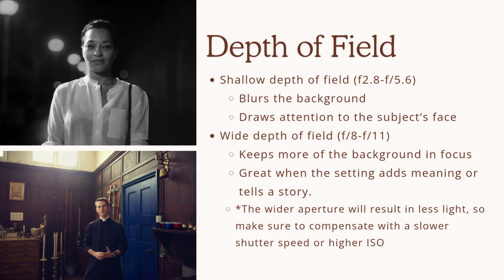But just one thing to note is that a wider aperture will result in less light. So again, the bigger the aperture number, the less light it'll create, because the opening on that aperture blade is getting smaller and smaller. So you'll need to make sure to compensate with either a slower shutter speed or a higher ISO. Here's what I recommend.